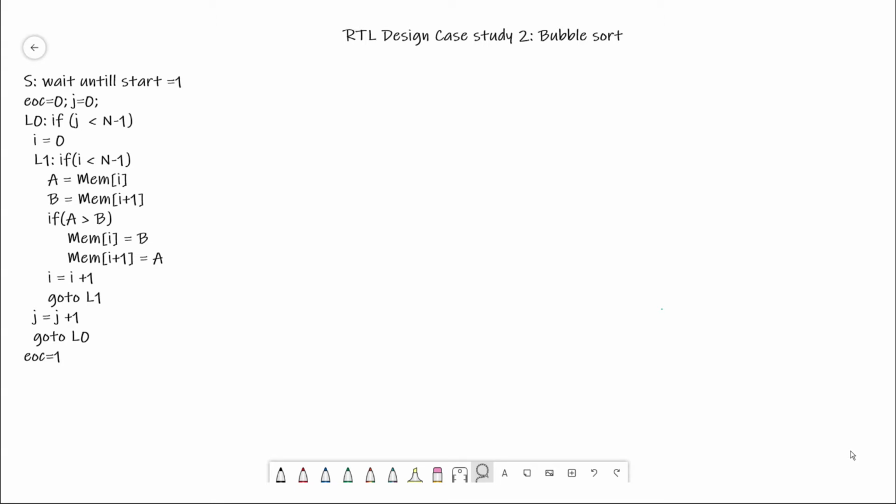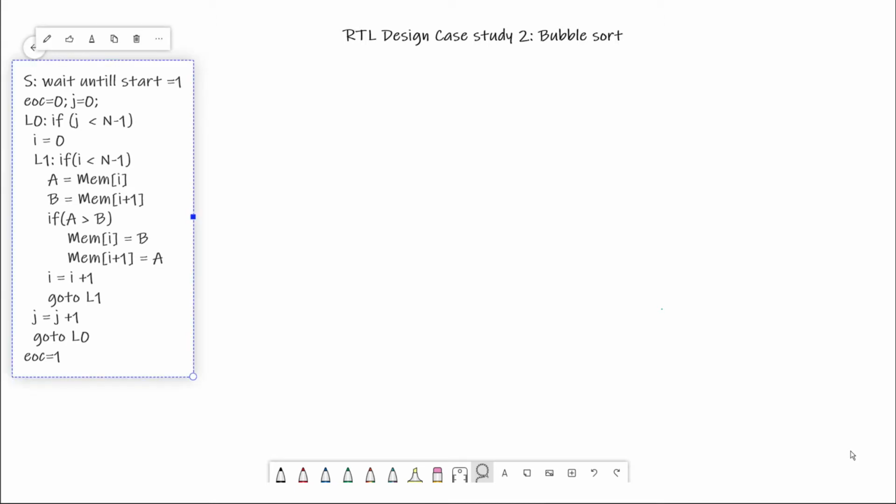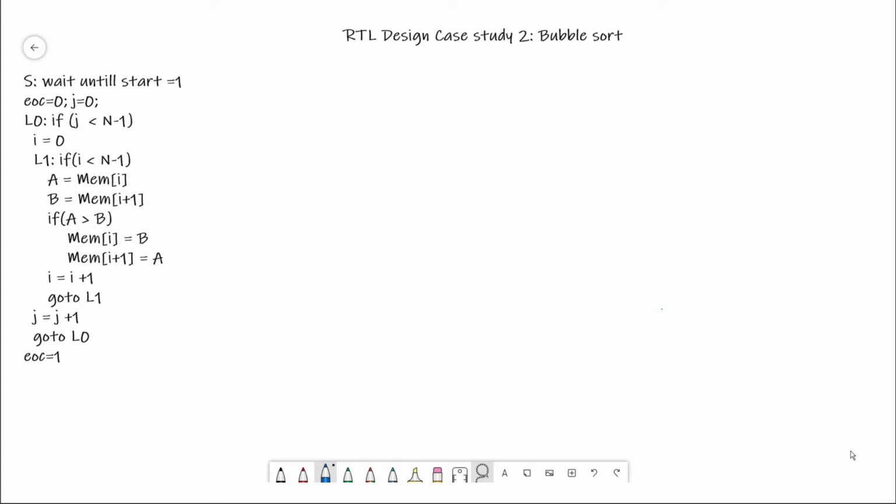With all of this process, by the end of this loop your highest memory location will have the largest element. Then at the end of the loop we will increment i to i plus 1, and then we go back to loop L1. This is the notation we are taking: all of this is L1, and this is all L0. Then we will go back to L0. Once all of this computation is done, we can say end of computation equal to 1.